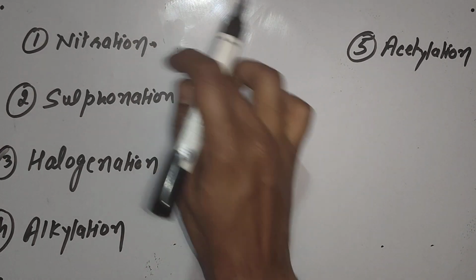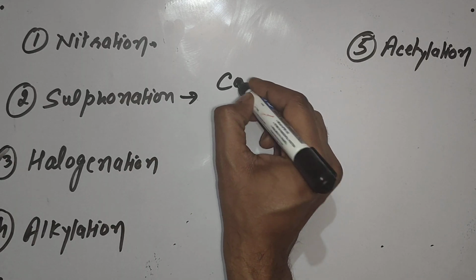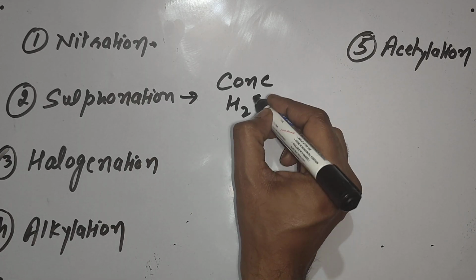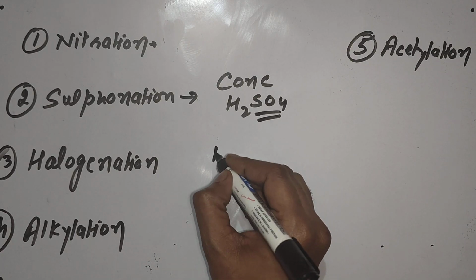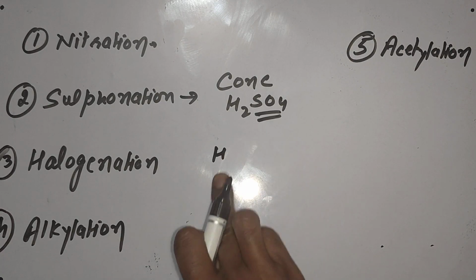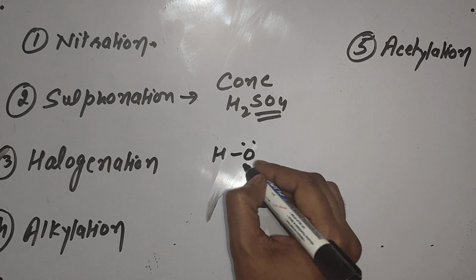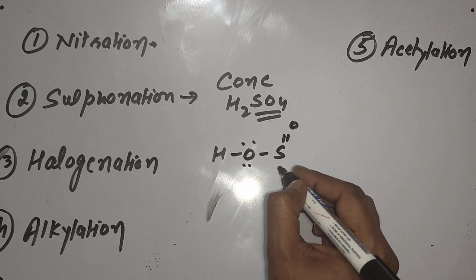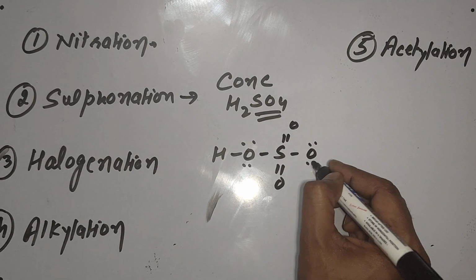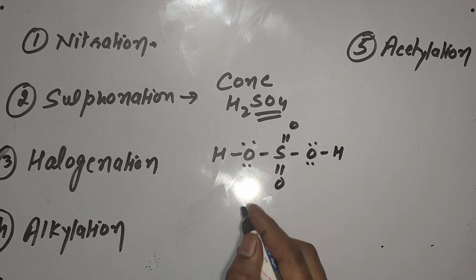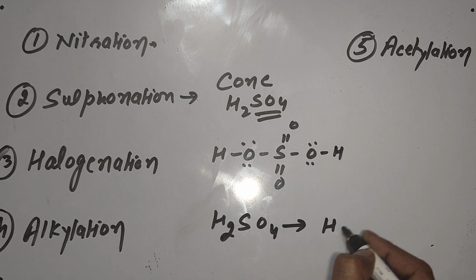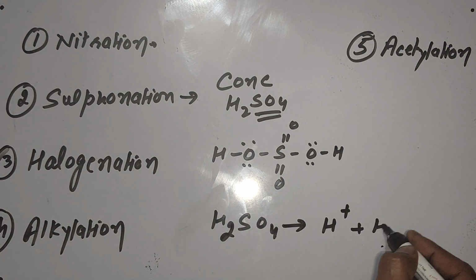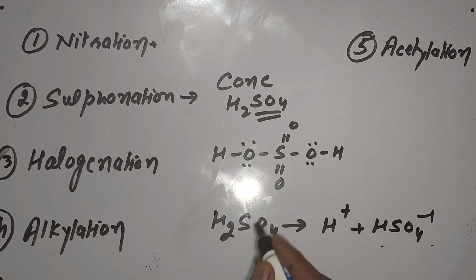We know in sulfonation which chemical we are using? Concentrated H2SO4. Now what will happen? This is the bonding we have in H2SO4. Two particles of H2SO4: one particle will lose H+ and will become HSO4 minus 1.